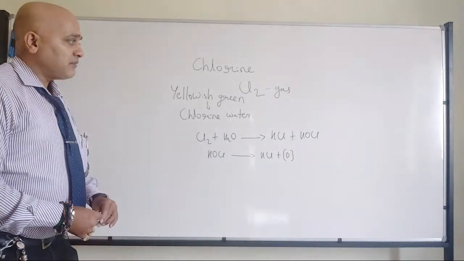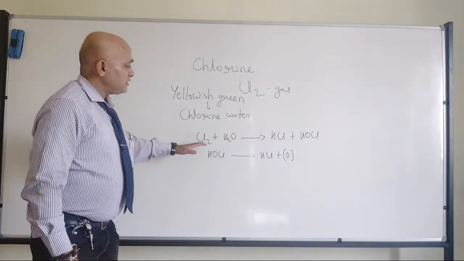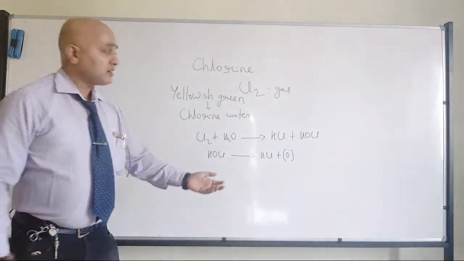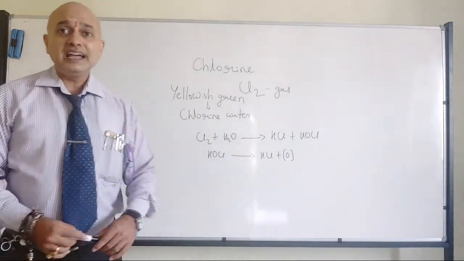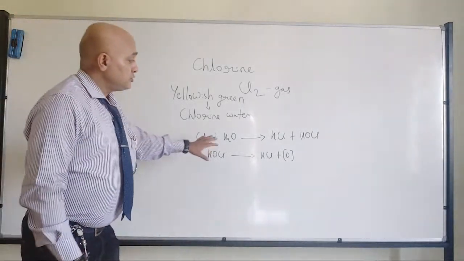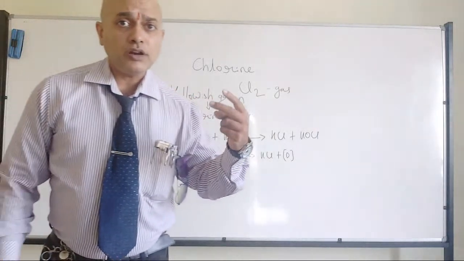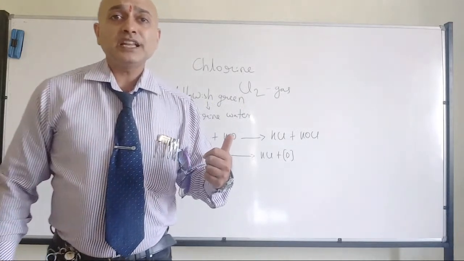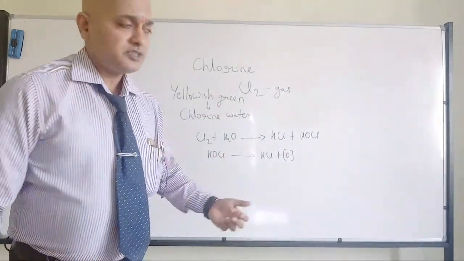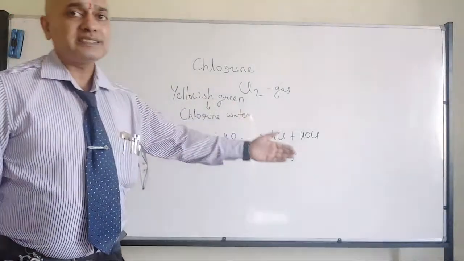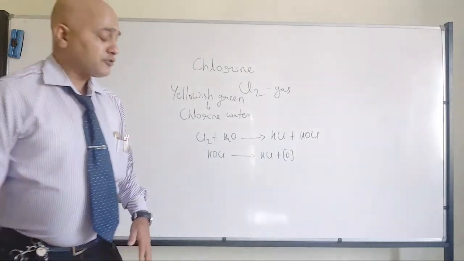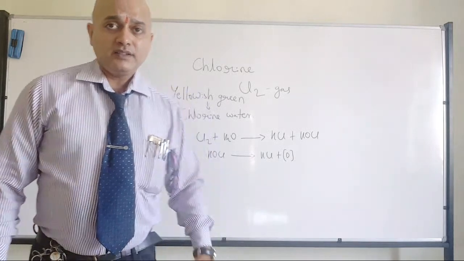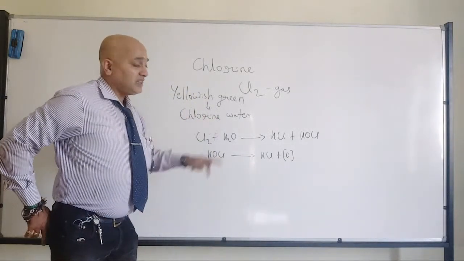Fine? Whether I am clear? So due to the conversion of chlorine into HCl and HOCl, and if you keep it for a long time, that HOCl can be converted into HCl and nascent oxygen. So here, I have got two questions on the same concept. One is, chlorine water will be losing its yellowish color, give reason. That is due to the conversion of chlorine water into HCl and HOCl. Next question: give reason for the oxidizing character of the chlorine.